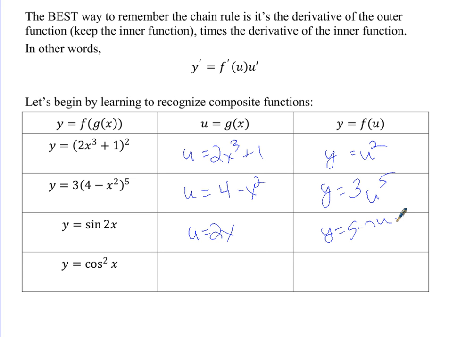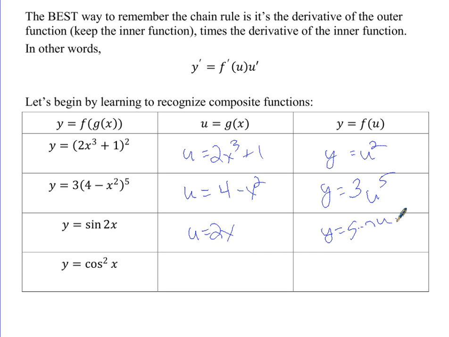g of x is the inner function. We're going to let u equal the inner function. And then f of x, or sorry, f of u, will become the outer function. Finally, the last one, y equals cosine squared x. What is the inner function? No. u will never be x. That doesn't do you any good. You're just changing variables.